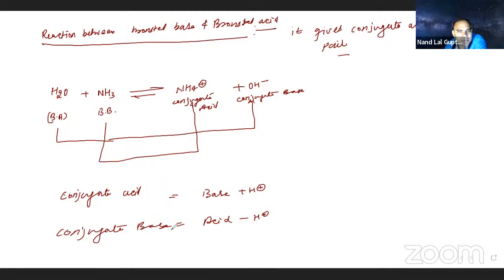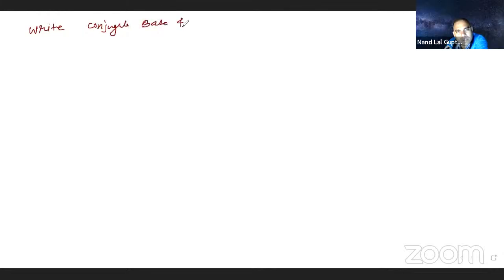Can't you understand? I'm erasing this one. Now write the acid, conjugate base and conjugate acid pair for the following species. Here I am writing the species. CB means conjugate base. CA means conjugate acid.